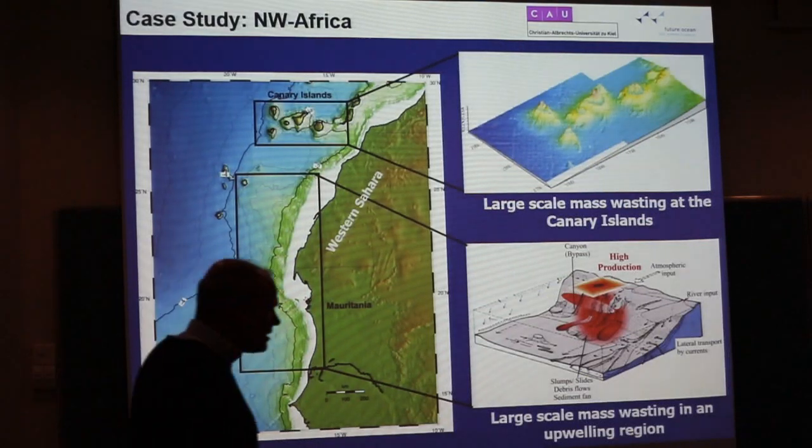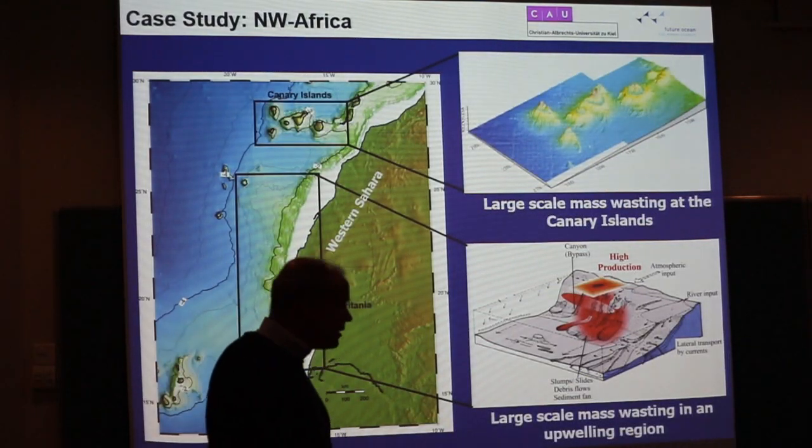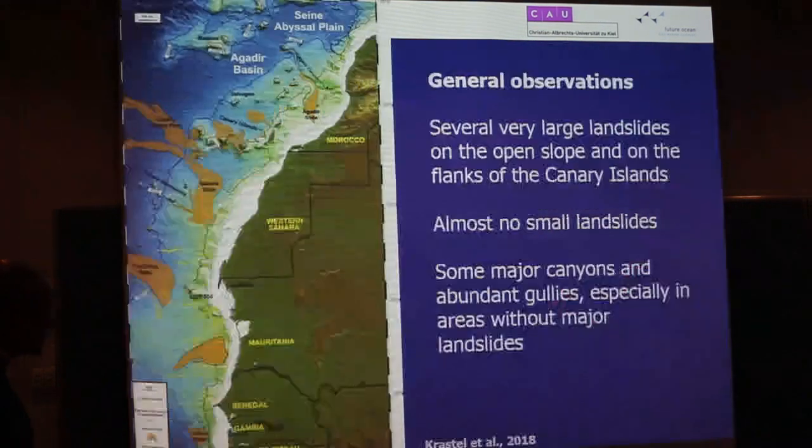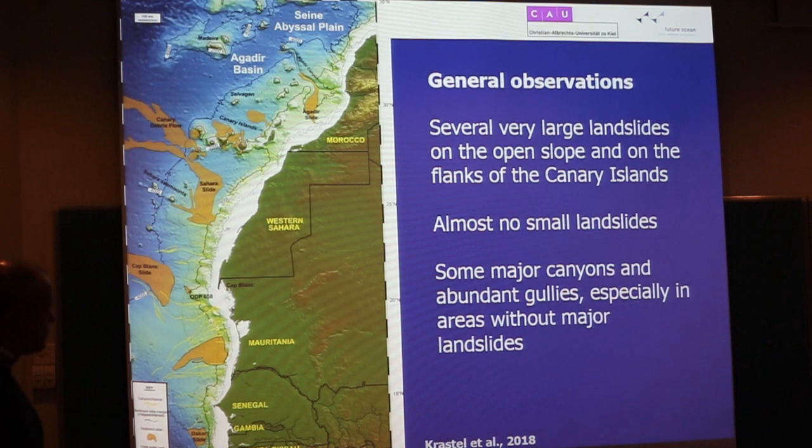So leaving the Canary Islands behind, moving on to the open slope, where we also have a large number of landslides, as explained before, and a relatively high accumulation rate. We work in this area quite often, and we just published a new compilation of these landslides of Northwest Africa. You see a map of Northwest Africa from South Senegal up to Morocco. And all these brownish colors here are major landslides which we identified off Northwest Africa.